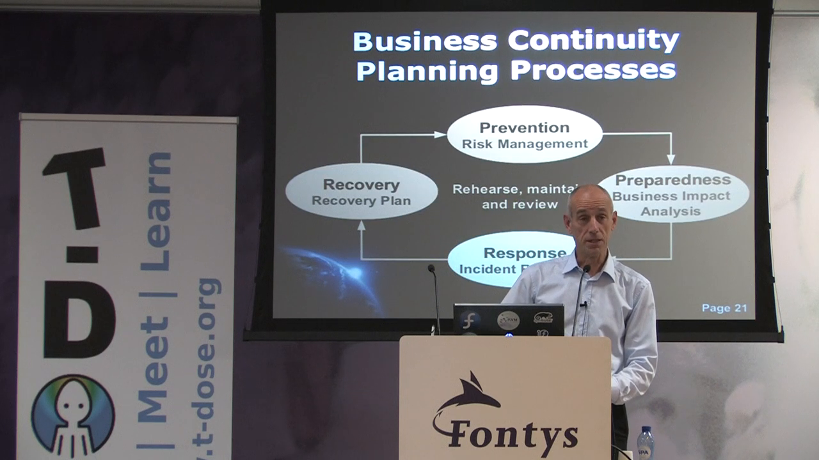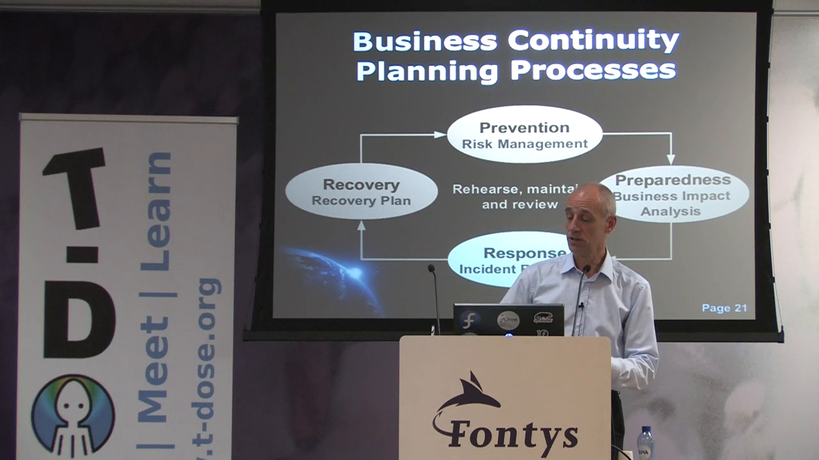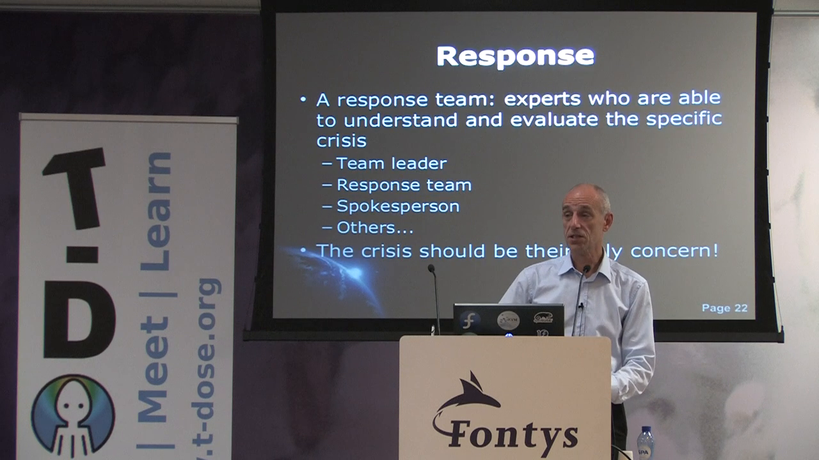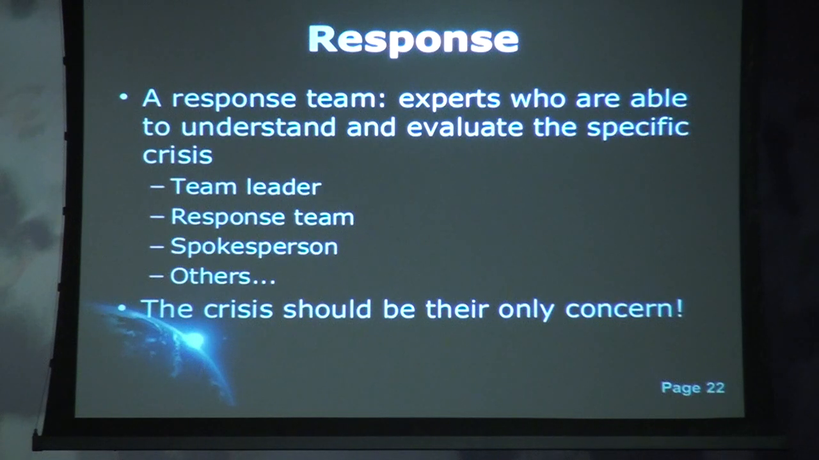Now the next chapter in business continuity planning is the response. Therefore, you need an incident response team. That is a team of experts. They have to understand, they have to be drilled, they have to understand all the procedures. In that response team, you have a team leader, and you have a spokesperson, somebody who talks to the business, talks to the customers, talks to the press, makes the interventions on the web, for Twitter, stuff like that. Everybody has their own task in that team. It's very important to understand.